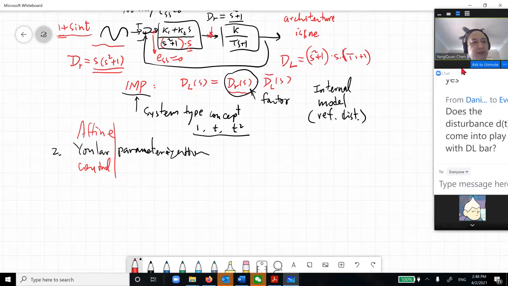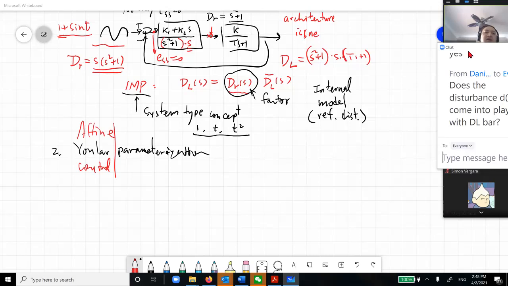Does it come into play? Yes. If the D has the same role as R, the reference. So I only use reference as an example. I didn't do a D, but they should have the same meaning, okay? But you should not double count, okay? It's like an intersection or union. So if you have a step, R is a step, D is also a step, so you only do one, okay? One species, not double count, okay?